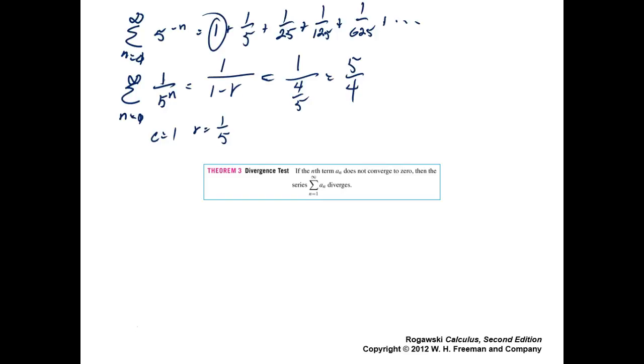The formula, if you look under Theorem 2, the summation is c over 1 minus r. c was 1, r was 1/5. Okay. No, I couldn't look at that and see it, I used the formula. Okay, yeah. All right. Let's look at example 4.